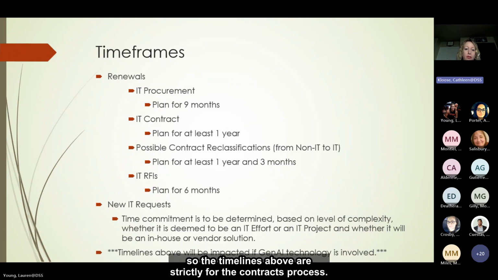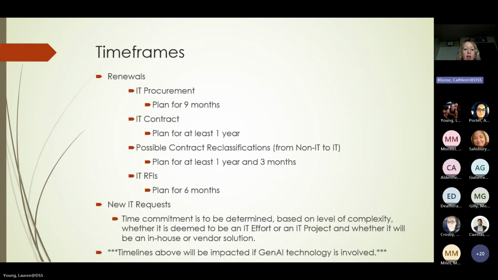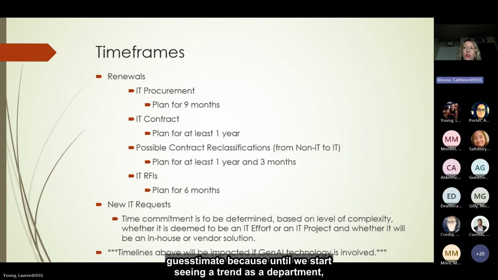The timelines above are strictly for the contracts process, but if there's any Gen AI technology involved, it will be impacted. Before I was quoting around 6 months, but because of some new requirements, it could potentially be going to 9 months to a year. Don't quote me, but I'm giving you a guesstimate to my best ability, because until we start seeing a trend as a department, we really don't have a definitive answer on that.